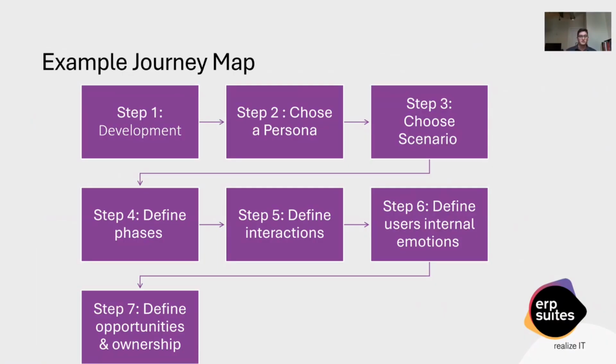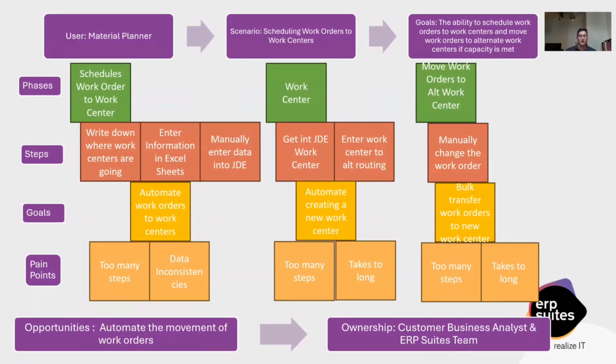I'm so excited to show this. I hope you guys can see this. So I gave the manufacturing digital assistant example yesterday. So I just kind of wanted to walk you through this example of a potential journey map using a material planner in the top left. So we're using a material planner. The scenario is really just them scheduling work orders to work centers. And the end goal here is the ability to schedule work orders to work centers and move work orders to alternate work centers if they need to be created to get orders out more quickly, if capacity has been met.